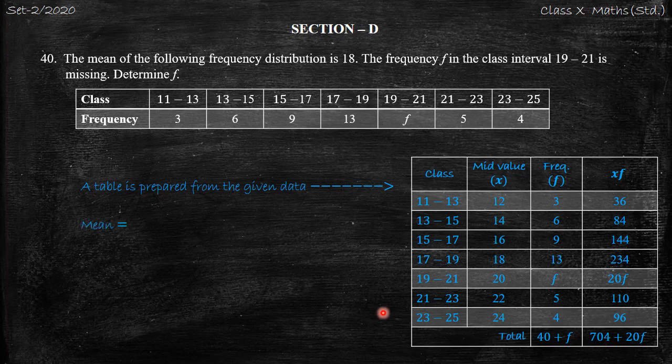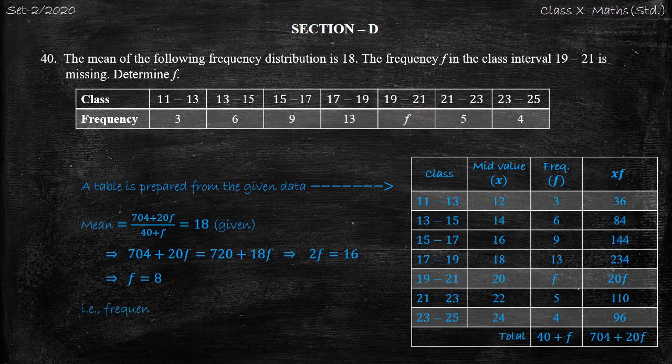So you know that mean is the sum of xf divided by sum of f, and the mean is given as 18. So you need to find f. So f is 8. So the frequency of the class 19 to 21 is 8. Okay, so we are done with the whole question paper.